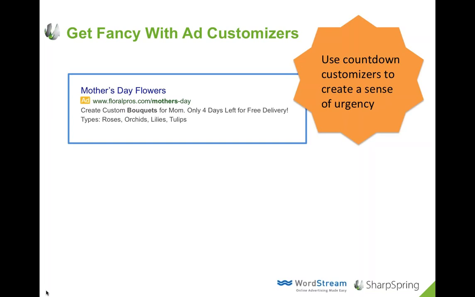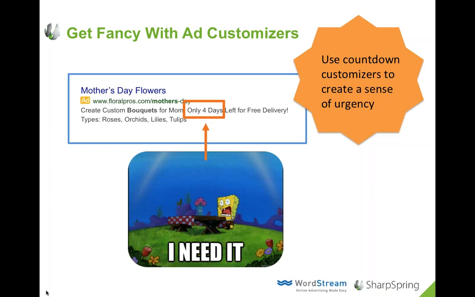So here's an example of an ad for Mother's Day, which just recently passed by. There's this countdown customizer that says only 4 days left. There's not some crazy marketer up late at night at midnight changing their ads every day to say 4 days left, 3 days left. That's just using an ad customizer. Google will take care of the rest for you. But it definitely is going to drive a sense that you need to take action right now, or this isn't going to be on the table any longer.